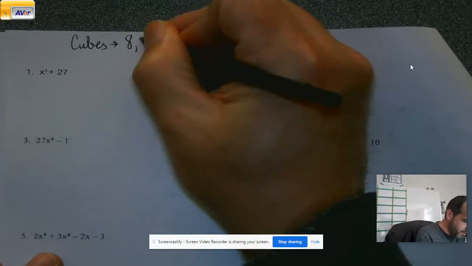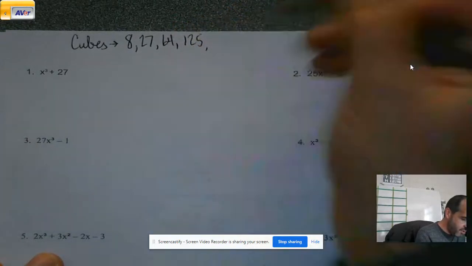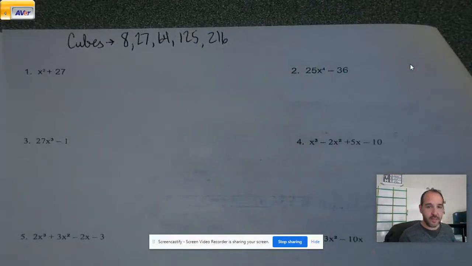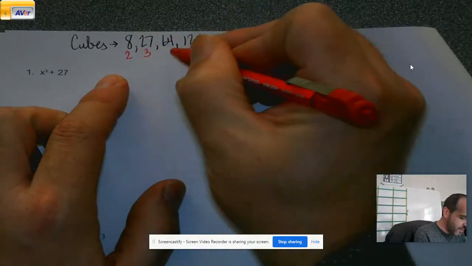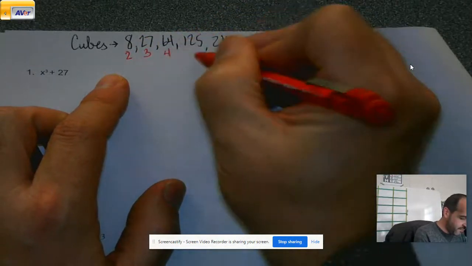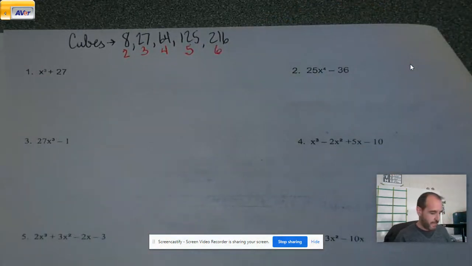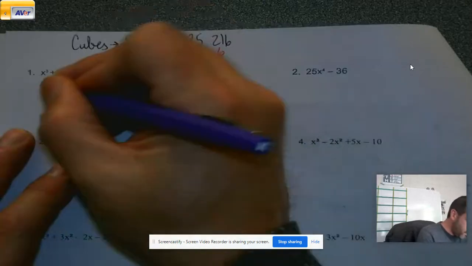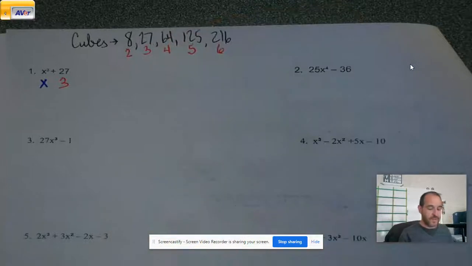So 2 cubed, 3 cubed, 4 cubed, 5 cubed, 6 cubed. Are we going to go bigger than that? I don't think we are. So I'm just going to do that for my cubes here. So 2 cubed is 8, 3 cubed is 27, 4 cubed is 64, 5 cubed is 125, 6 cubed is 216. And we're going to treat this just like we did the difference of squares in the front. In other words, what do I cube to get each of these? So I cube x to get x cubed. I cube 3 to get 27.